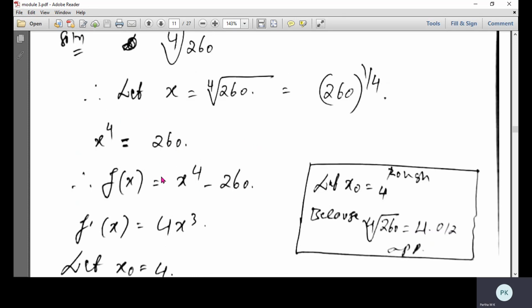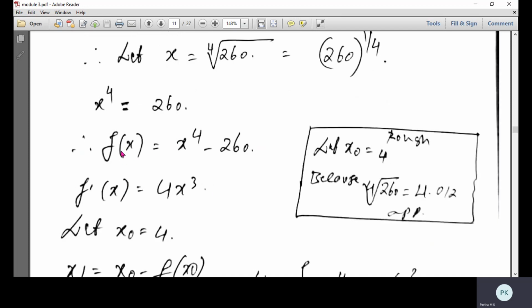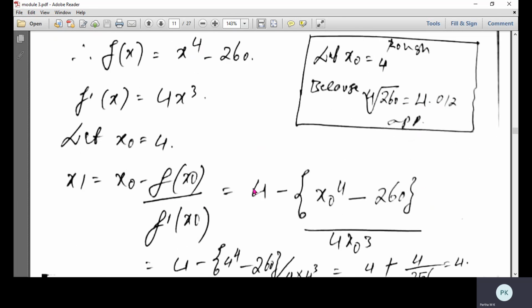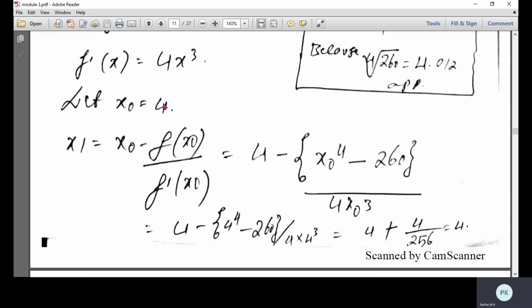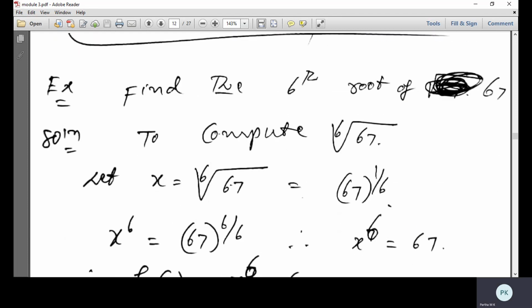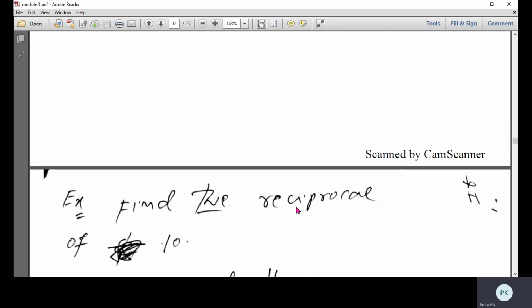So x to the power 4 is equal to 260. f of x is: bring it to this side, x to the power 4 minus 260. Find f dash x, 4x cubed. So x naught is equal to 4. Same procedure: x1 is x naught minus f of x naught by f dash of x naught. F of x naught means put x is equal to x naught: x naught to the power 4 minus 260. Now put x naught is equal to 4. Here you will get the value. Same procedure you will continue. Same thing I had done. So this is about the Newton-Raphson method.